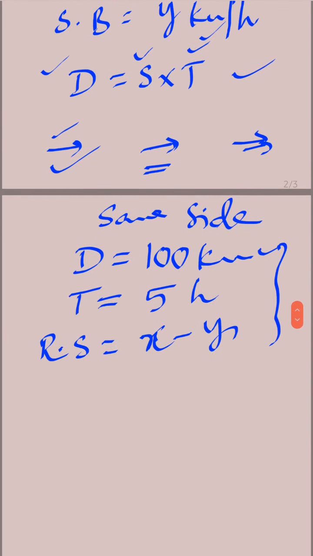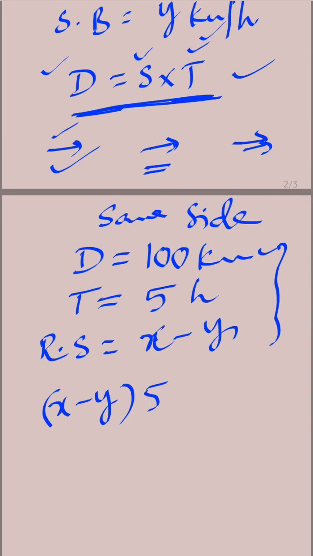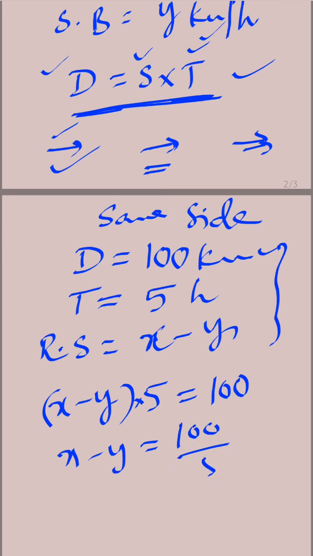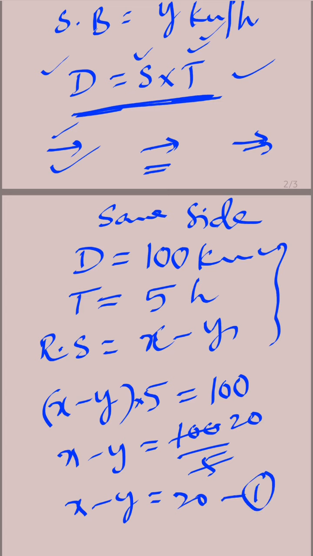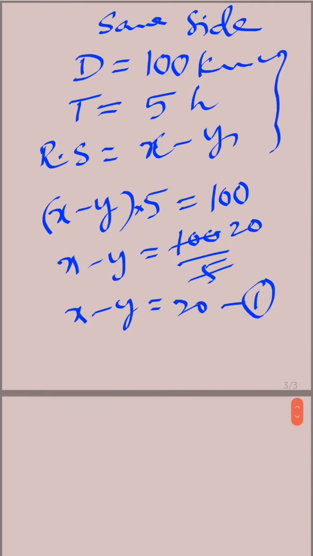Now substitute all three things in this equation. The distance is 100. I'll write the speed x minus y, times the time 5 hours, is equal to the distance 100. Now if I simplify this, x minus y is equal to 100 divided by 5, because what multiplies on this side divides on the other side. So 5 ones are 5, 5 twenties are 100. So finally x minus y is equal to 20. This is the first equation I got. In this way we have to make the equations. And the same side case is over.